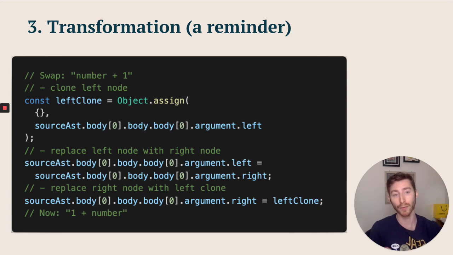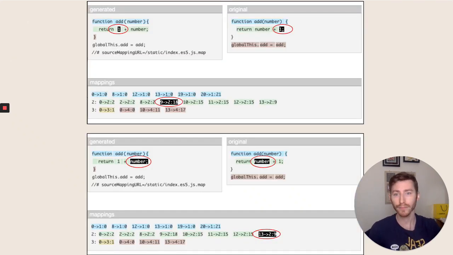So a little reminder of our transformation from earlier. We swapped the number plus 1 into 1 plus number. So we now want to confirm that this mapping has worked. If I hover over the character of the mapping, it will highlight the mapping and its corresponding locations in the generated and the original location. So it's really great at showing you these mappings.